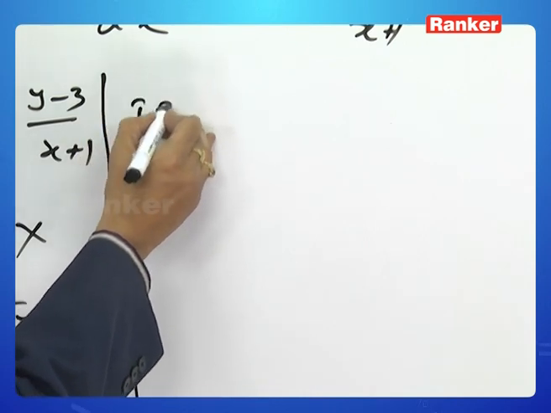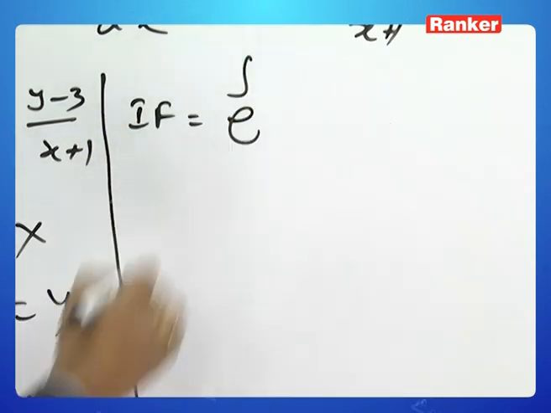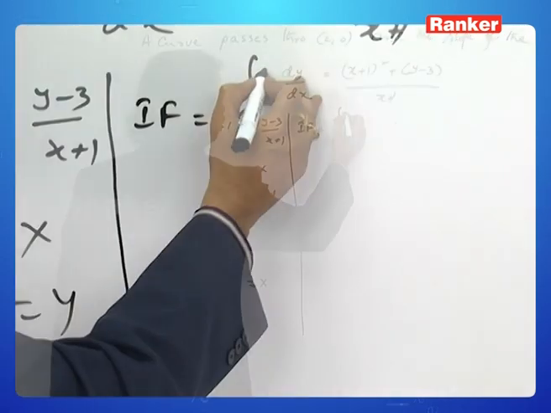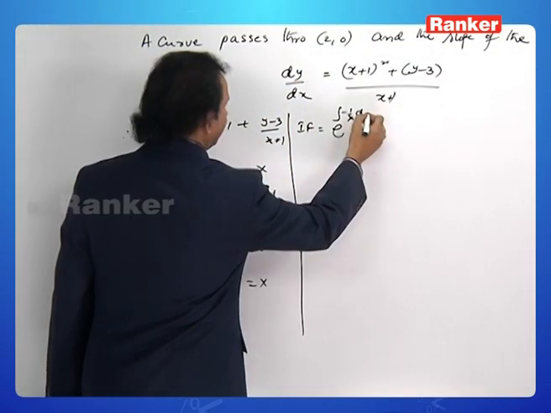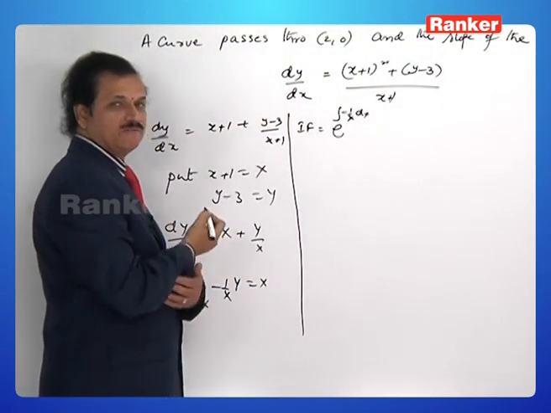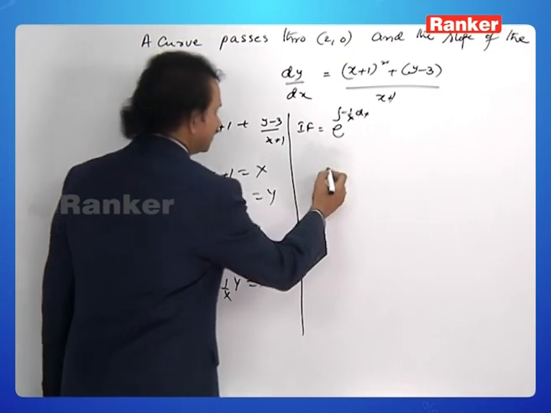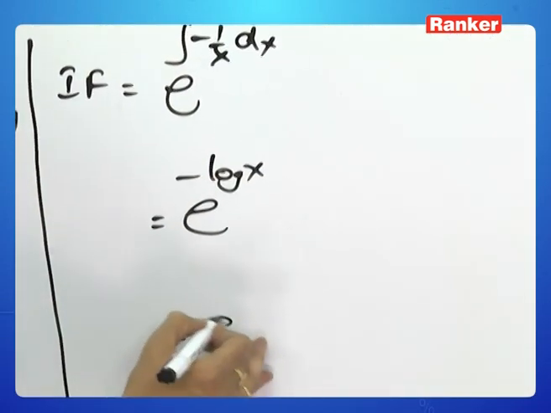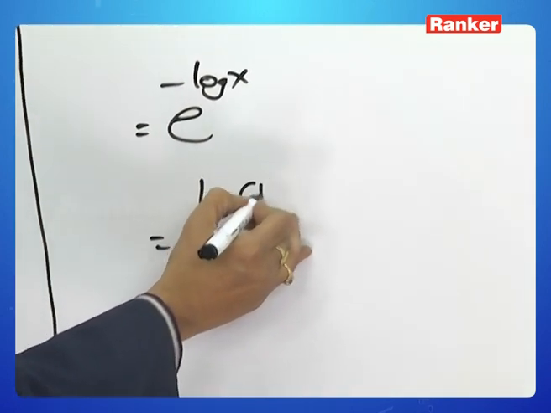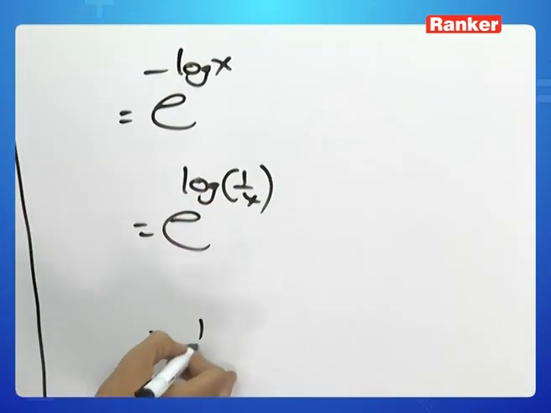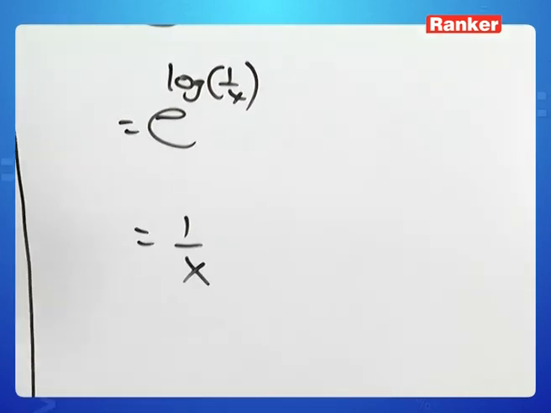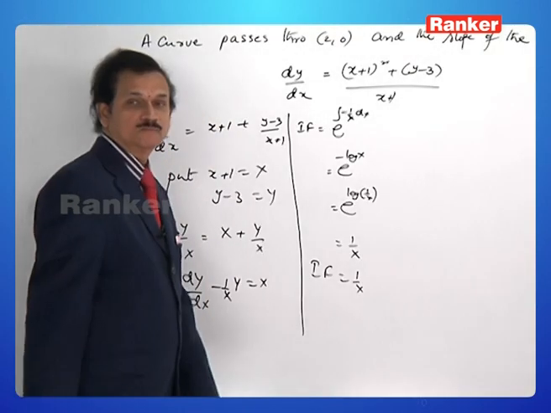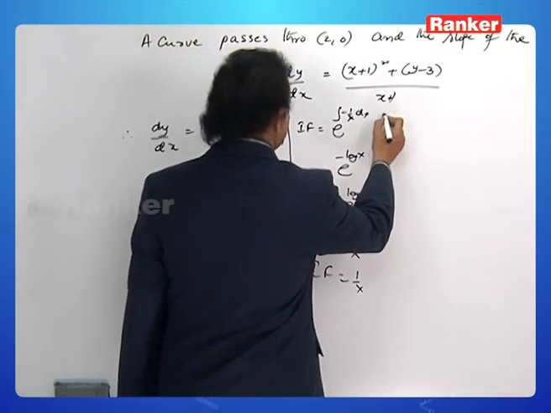Therefore, IF is equal to e power integral P dX. What is P here? Minus 1 by X. Minus 1 by X dX. What is the integral of minus 1 by X? Minus log X. e power minus log X, and minus log X is nothing but log 1 by X, which is nothing but 1 by X. Therefore, IF is equal to 1 by X. Come on, friend, IF is obtained.